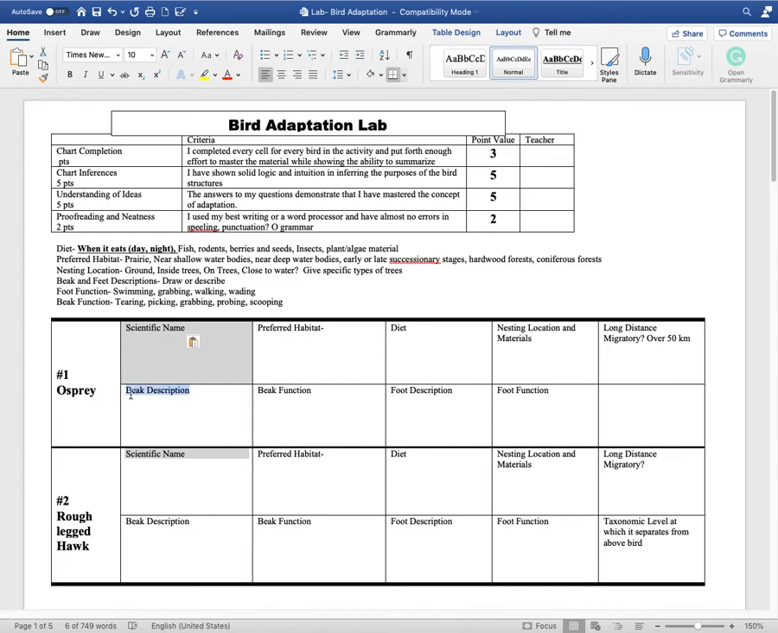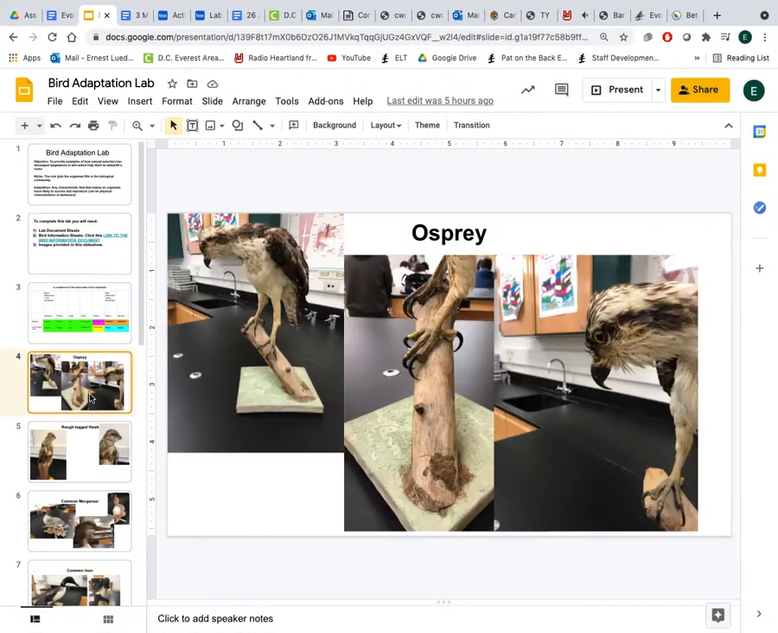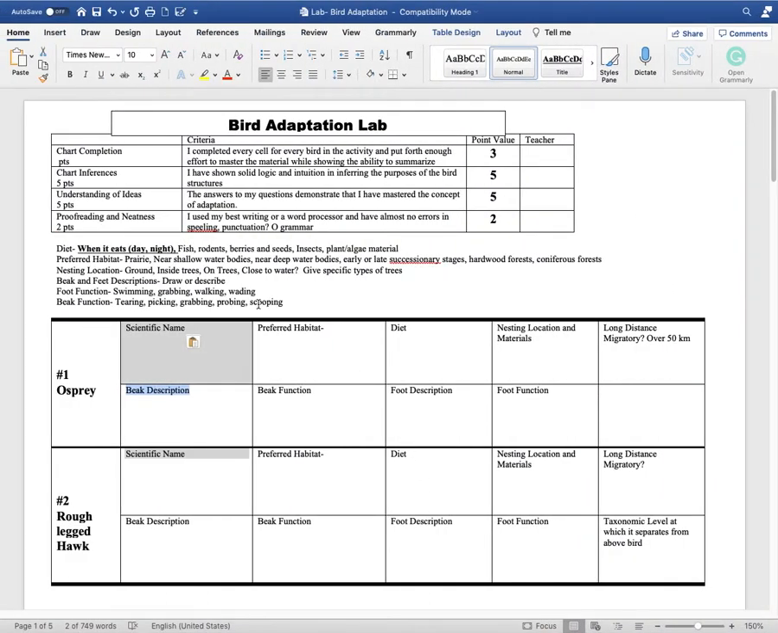All right, so then when you look at the beak description, you'll look at the slideshow, and if I pull that up here, for example, if we look at the beak of the osprey here, you can either describe that in words, or if you'd prefer to sketch it, either one is okay. But then the next thing that you need is what is the function of that beak. So that is also a kind of multiple choice. So right here, here's your choices.